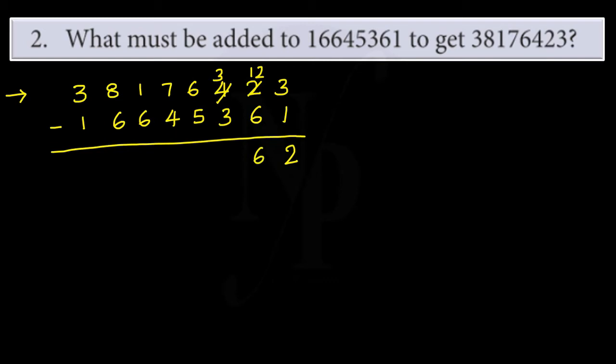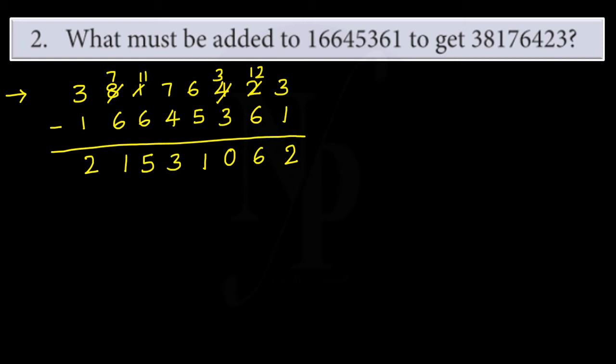3 minus 3 is 0, 6 minus 5 is 1, 7 minus 4 is 3. Here you cannot subtract 6 from 1, the regrouping is needed. Make it 7 and make this 11. Now subtract 6 from 11, you get 5. Subtracting 6 from 7, you get 1. Subtracting 1 from 3, you get 2.